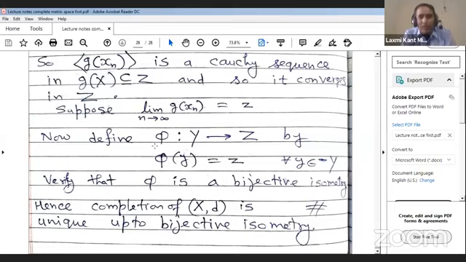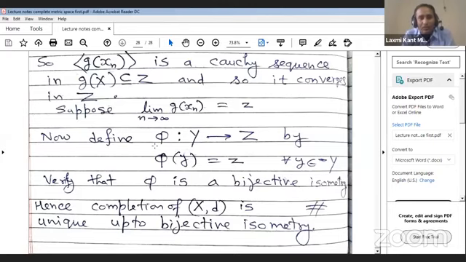Okay, which is a subspace of Z, and it converges in Z. Why does it converge in Z? Since Z is already complete. So Z is complete, so this Cauchy sequence converges in Z. So suppose it converges to small z.